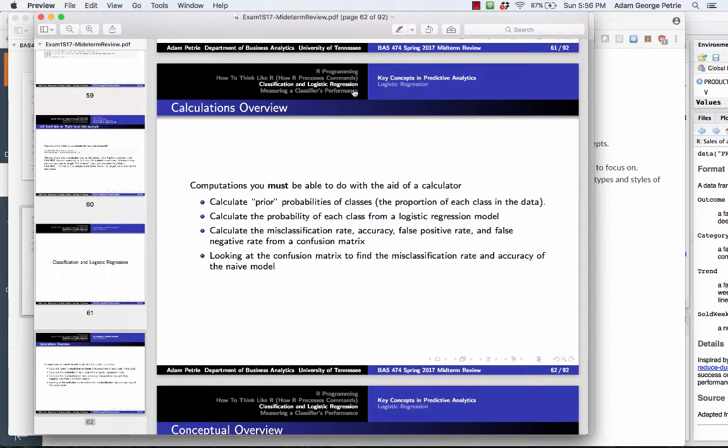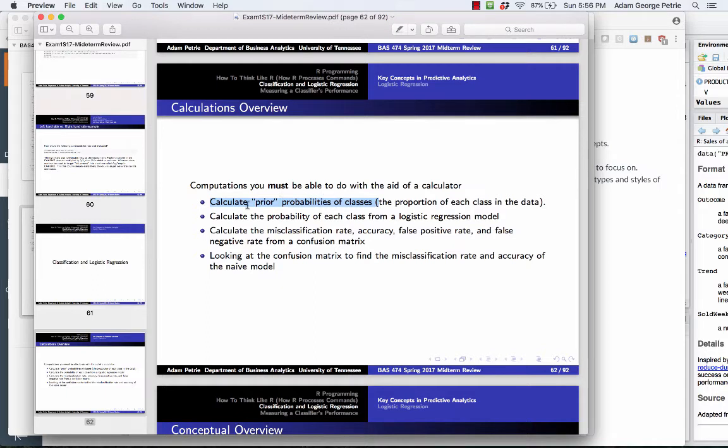So I did mention that you're going to want to bring that calculator because you will be doing some computations. What computations must you be able to do? Well, one thing you'll need to do is look at a confusion matrix and calculate the prior probabilities of each of the two classes that we might be predicting. Remember that naive model goes and just assigns everyone to be the majority class. And so figuring out which proportion of the yes class exists in the data, the no class exists in the data, is an important skill to have. It's easy. You just count up the number of that class, divide by the number of individuals in the data.